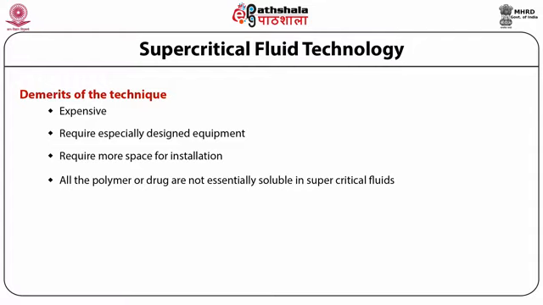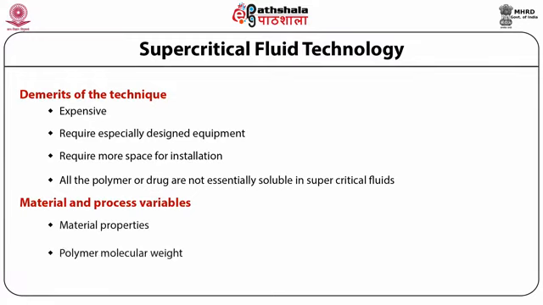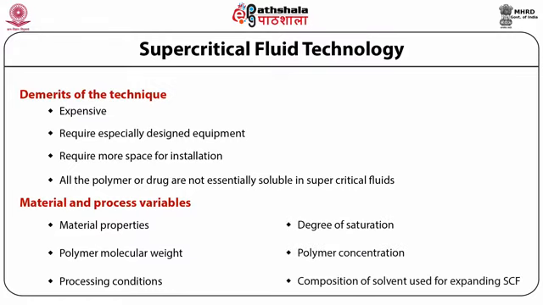used for this technique. Process variables which affect the efficiency or the performance of these methods are the property of the material or drug, what is the molecular weight of the polymer, what are the processing conditions like temperature, pressure, what is the degree of saturation, and composition of the solvent used for expanding the supercritical fluid.